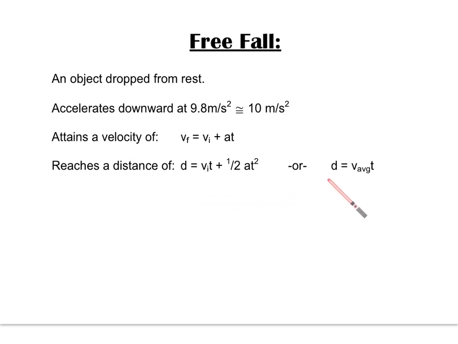I don't want you to forget about this formula over here, which is just our average rate of motion times time is the displacement. We say average velocity times time gets us this displacement. Remember that all the equations for physics have got to work, or else they're not physics equations.